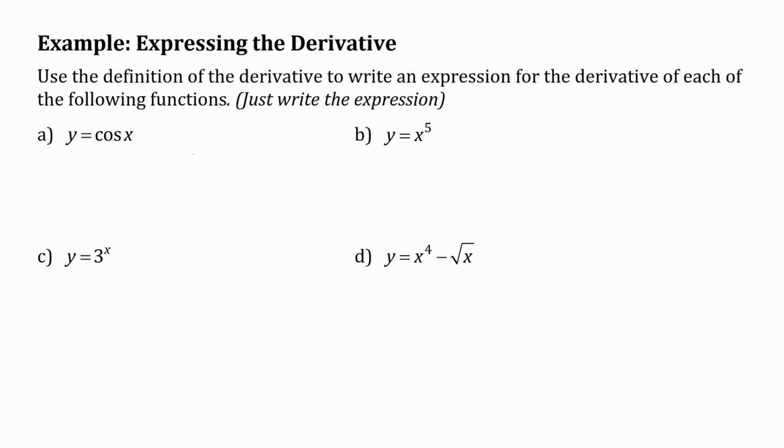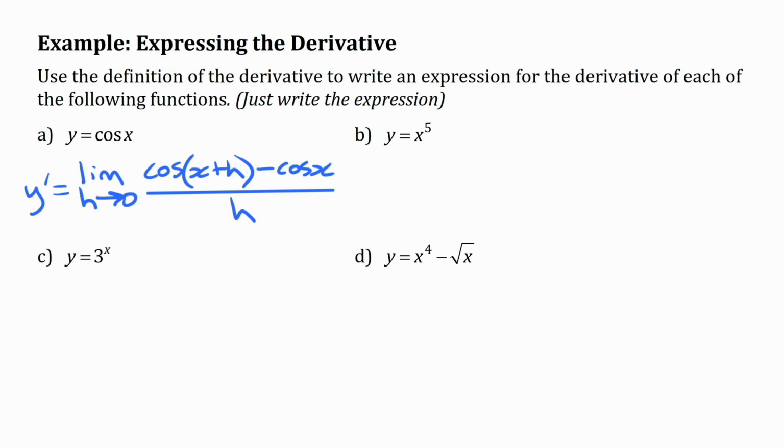What we're going to do for this first one here is use the definition of the derivative just to write an expression for the derivative for each of these functions down here. We're just going to write the expression. We're not going to follow it through and find the derivative. For this first function here, y equals cos x, y prime is going to be the limit as h approaches 0 of cos of (x plus h) minus cos x. That's what the numerator in our expression there is, and then of course divided by h.